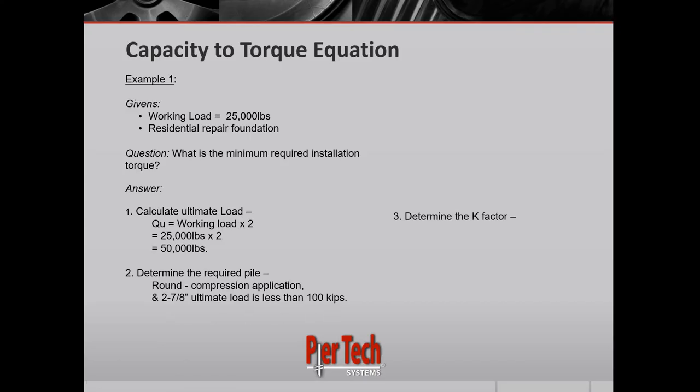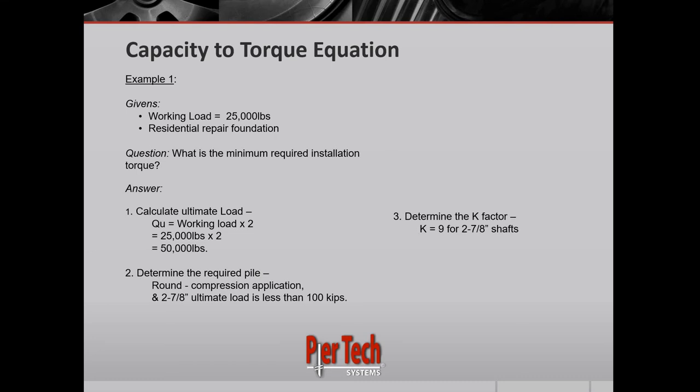All right, next we want to determine what the K factor is for the 2 7/8 pile. For this, you determine the shaft size is 2 7/8. You go back to the previous slide and determine what that K factor is. That K factor is 9 for the 2 7/8 pile.